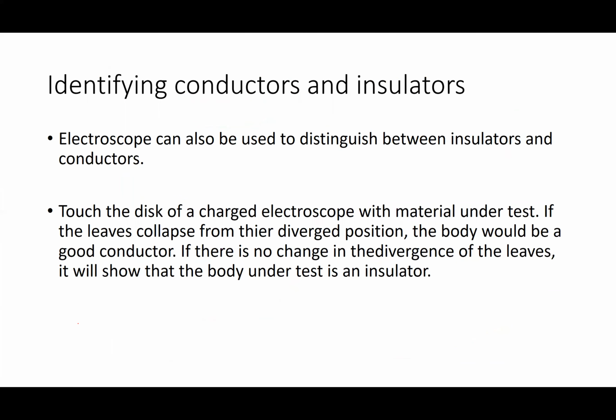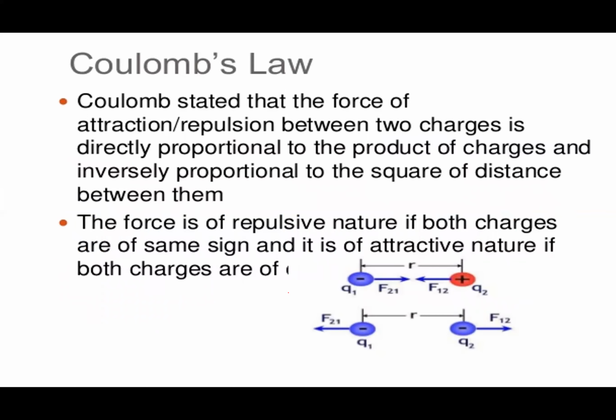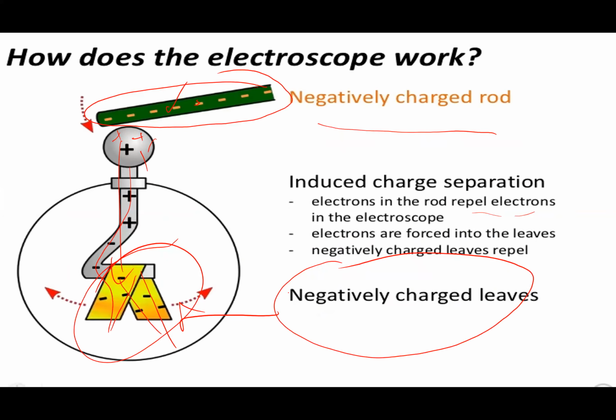Identifying conductor and insulator. The electroscope can also be used to distinguish between insulator and conductor. Touch the disc of a charged electroscope with the material under test. If the leaves collapse from their divergence position, the body is a good conductor. If there is no change in the divergence of the leaves, it will show that the body under test is an insulator.